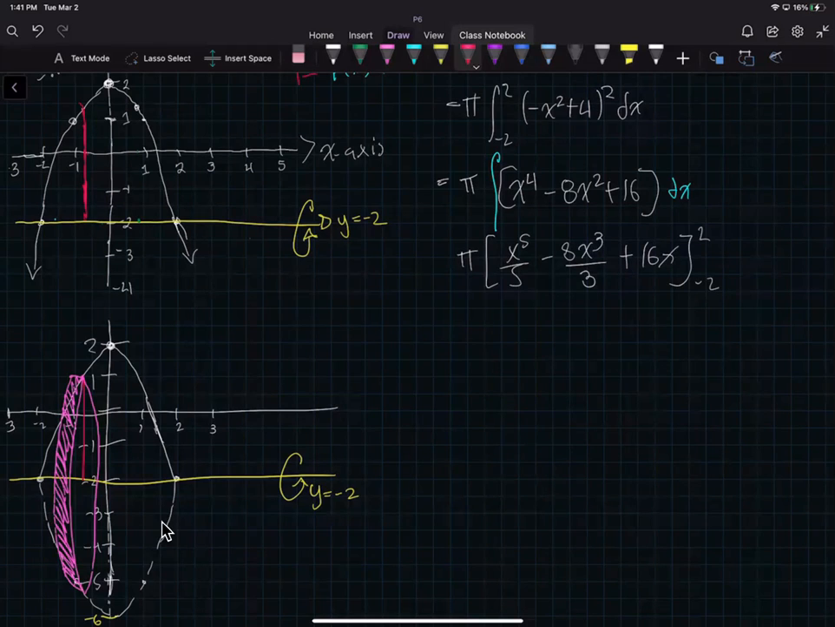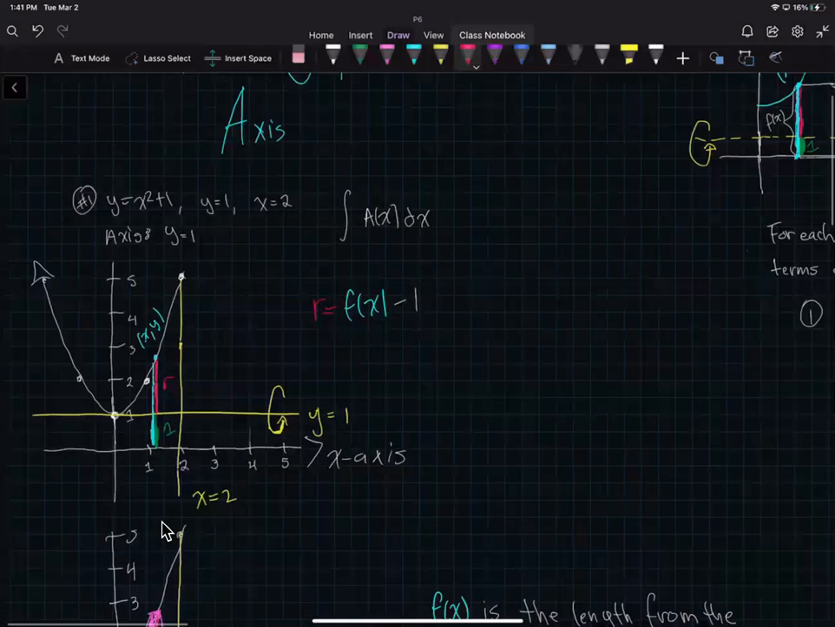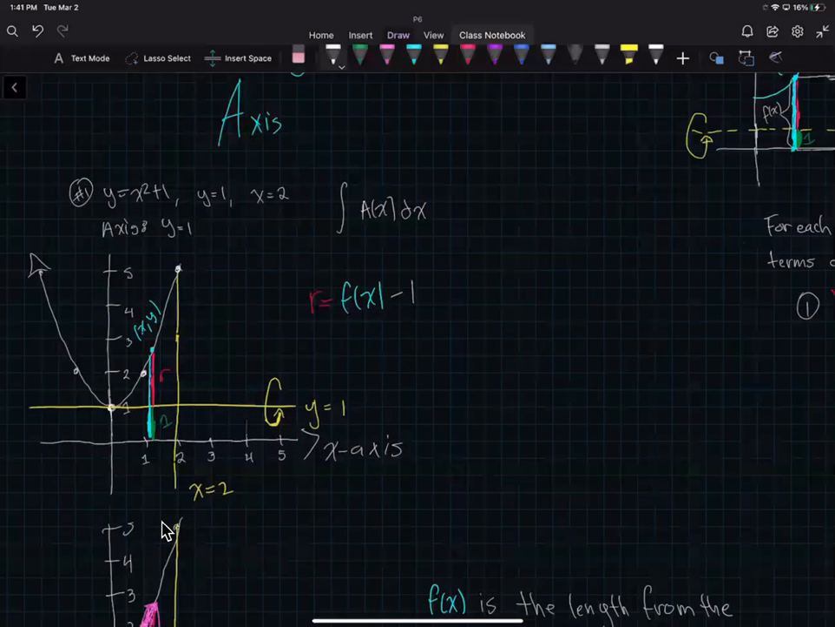No? Okay. So going back to number 1, I didn't actually go ahead and give you the answer. So let me go ahead and quickly do it. So this is f of x minus 1. F of x was this. So this is going to be x squared plus 1 minus 1. So my R is equal to just x squared.